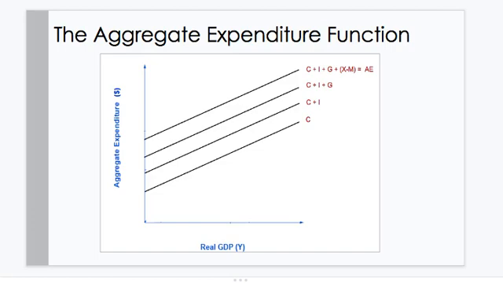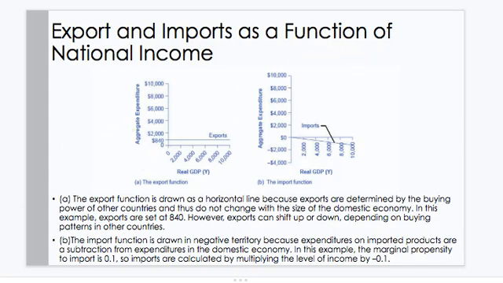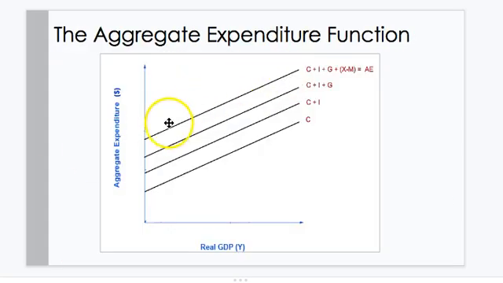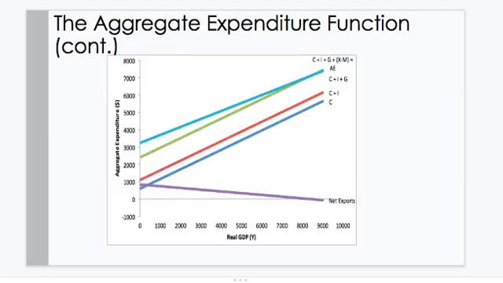Putting it all together, we can have the aggregate expenditure function. The lowest line is just C. You can add in C plus I plus G, C plus I plus G plus net exports, and then you get the aggregate expenditure function, which is the highest. And continuing along, we can see graphing it again in different colors and then having the next net exports line on there, what it looks like.